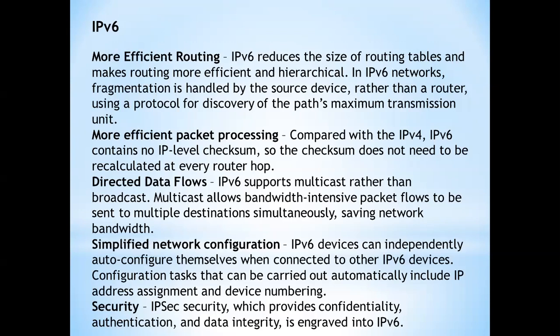Second is larger address space. IPv6 has a 128-bit address, which is 4 times wider in bits compared with IPv4's 32-bit address space. So there is a large increase in the address space. The address space of IPv6 is 2 raised to 128. New options. IPv6 has increased functionality due to the addition of entirely new options that are absent in IPv4.